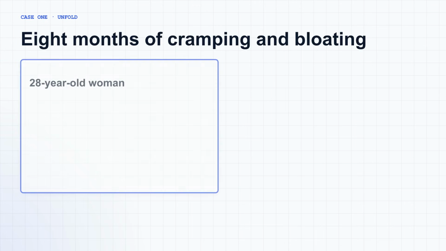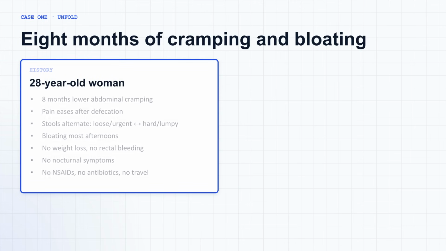Our first patient is a 28-year-old woman. She has had lower abdominal cramping for about 8 months. The pain is crampy and it eases after she moves her bowels. Some days her stools are loose and urgent. Other days they are hard and difficult to pass. She feels bloated most afternoons. She has no weight loss, no blood in the stool, and no symptoms that wake her at night.